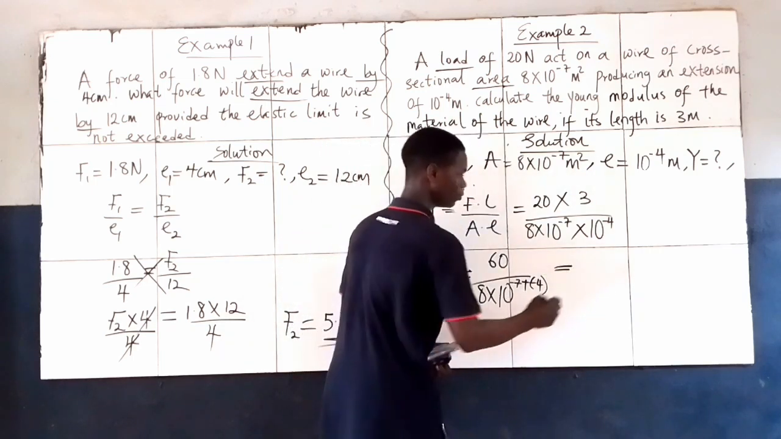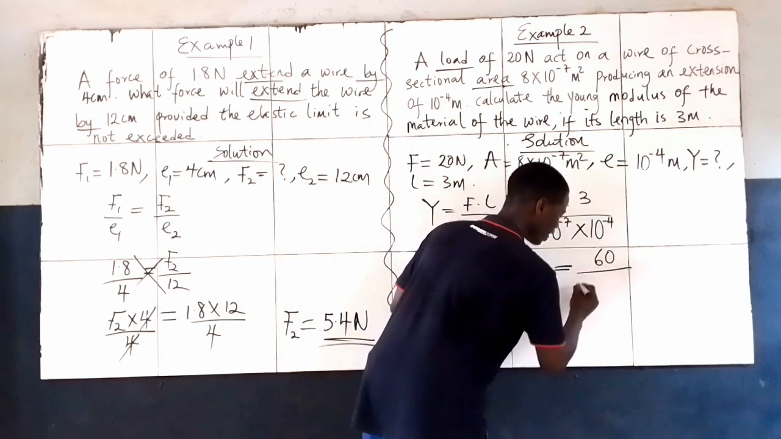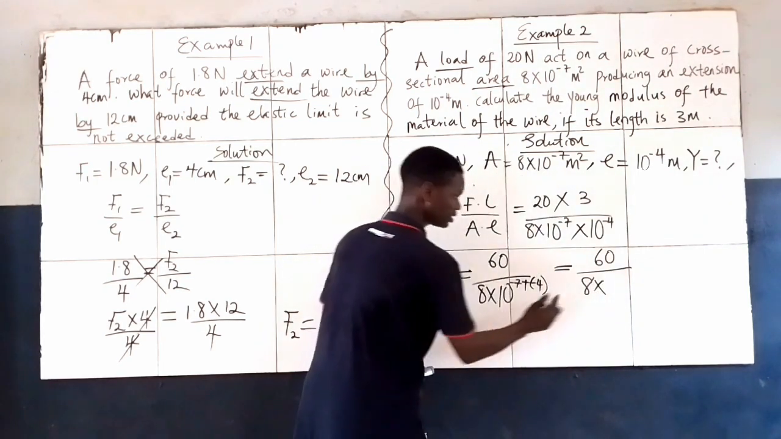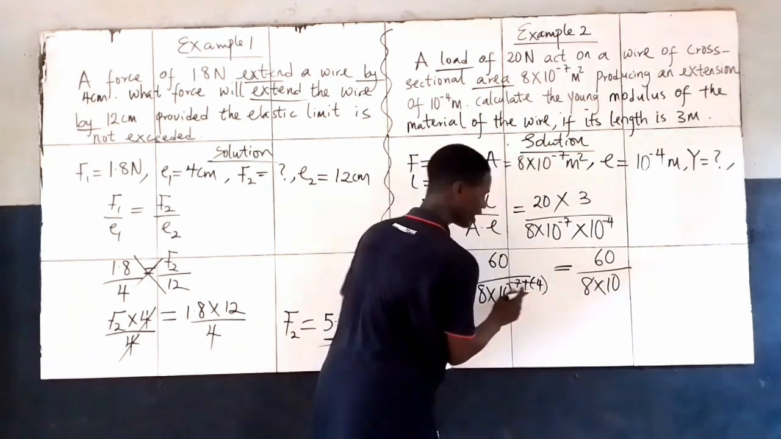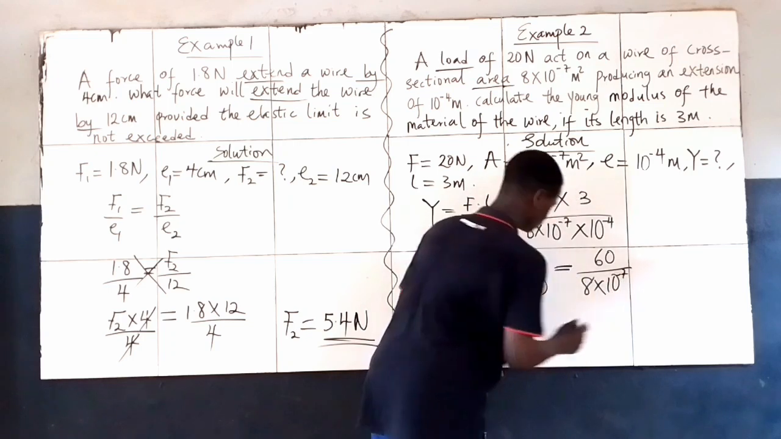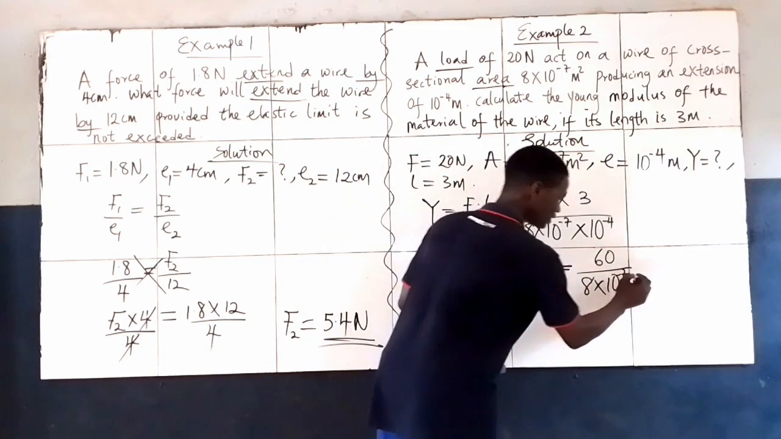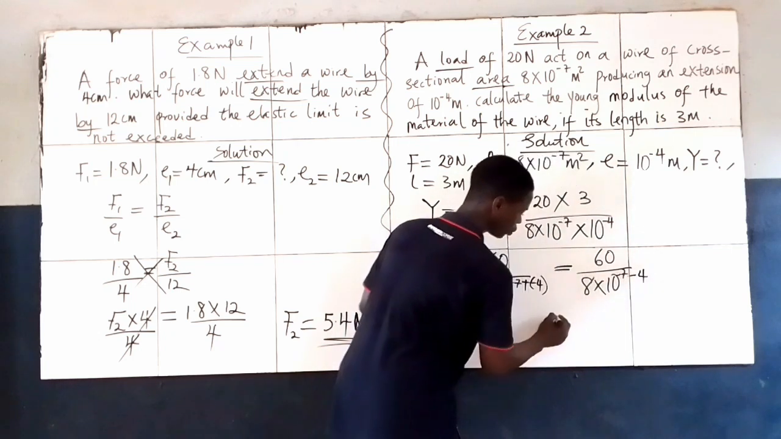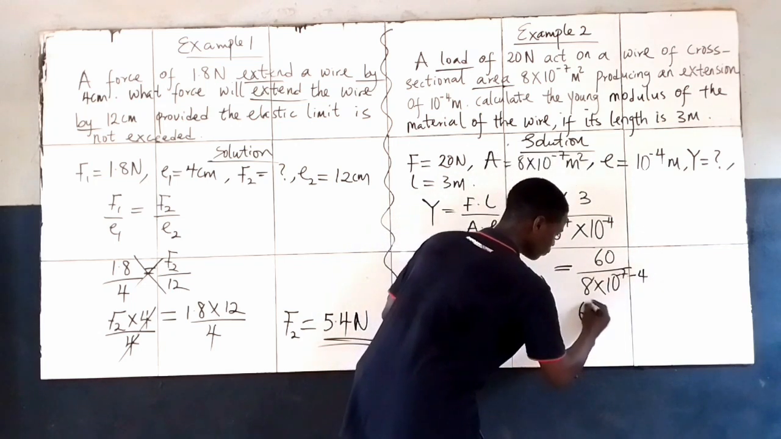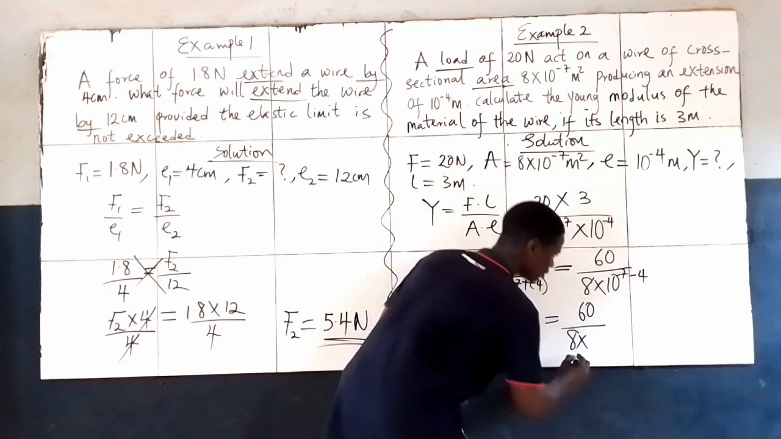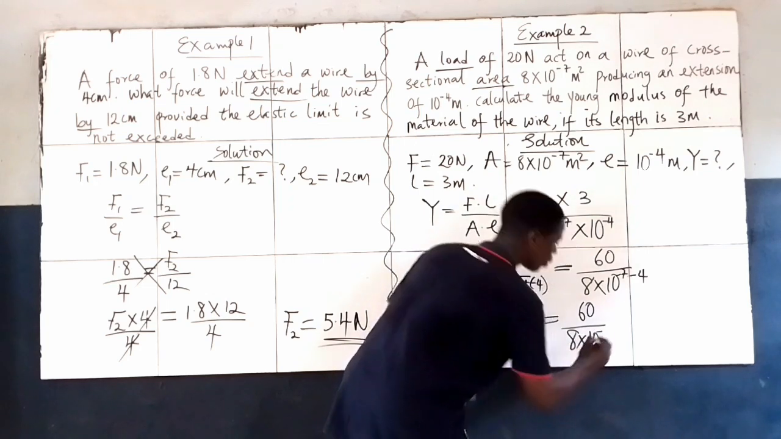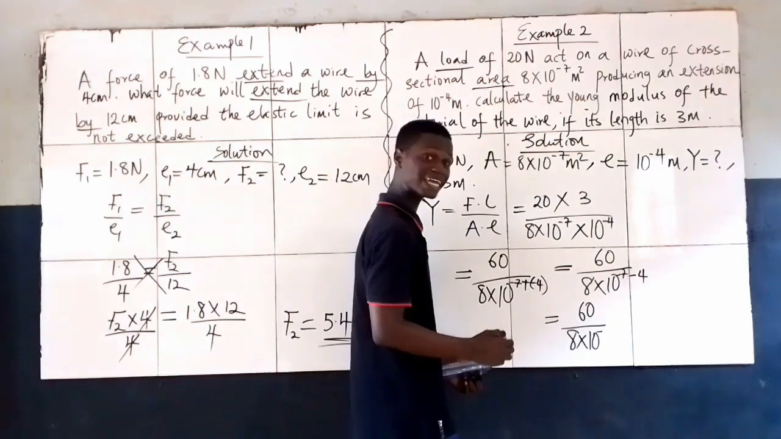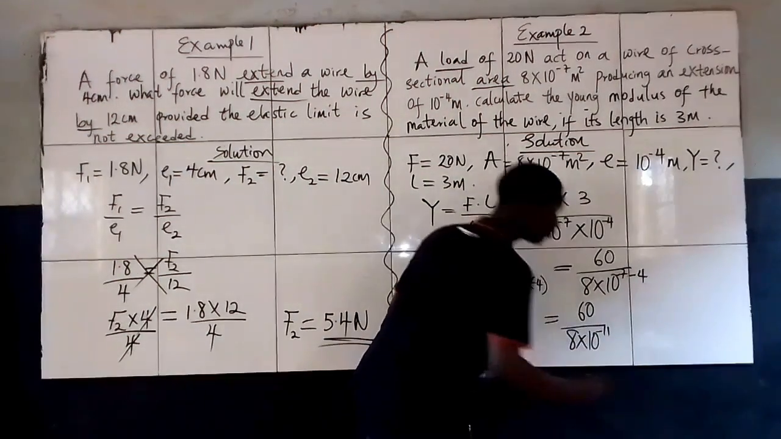So let me continue. It will now be 60 over 8 times 10 raised to power minus 7 plus, times minus is minus. Are you seeing that? Then 4. So what we now have is 60 over 8 times 10 raised to power minus 7 minus 4. You will do what they call negative addition. The answer is minus 11.